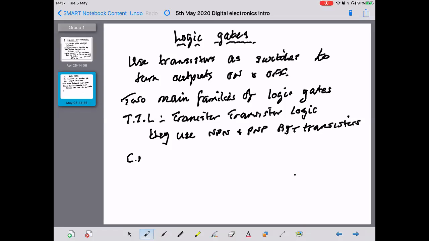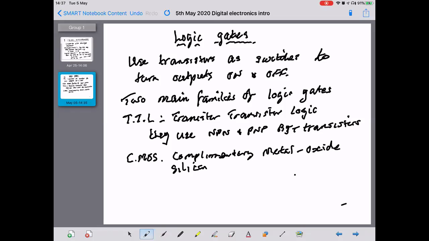And then you've got CMOS, which stands for complementary metal oxide silicon. And these use MOSFETs.